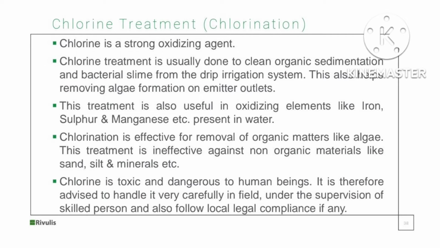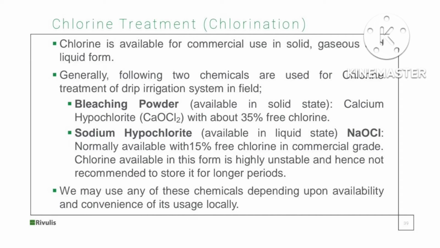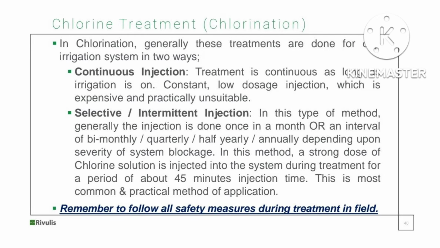Chlorine is a strong oxidizing agent. Chlorine treatment is needed to clean our drip irrigation system. Chlorine is available for commercial use in solid, gaseous and liquid form. Generally, the following two chemicals are used for chlorine treatment: bleaching powder and sodium hypochlorite. Chlorination is done in two ways: continuous injection and selective intermittent injection.